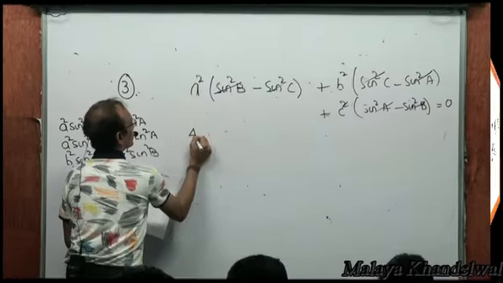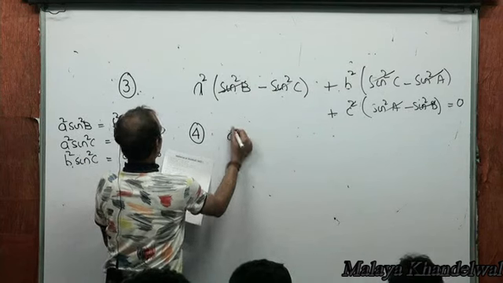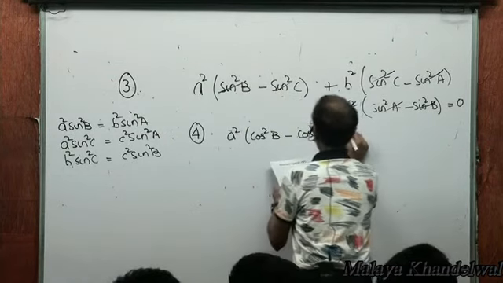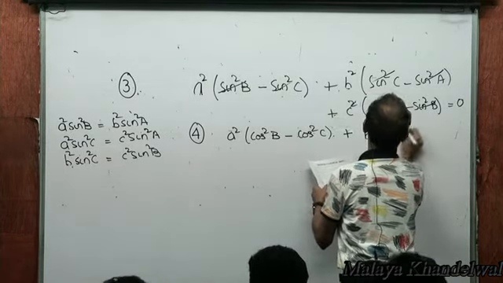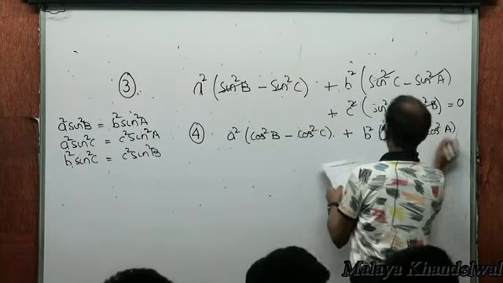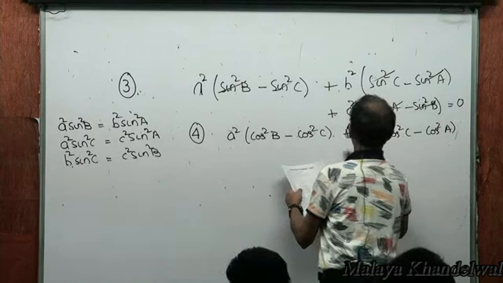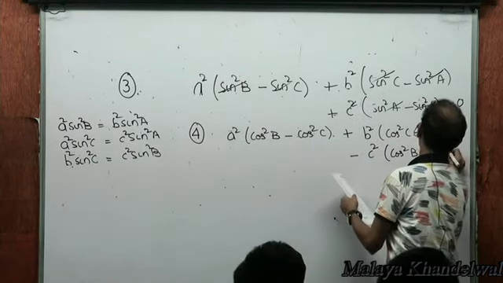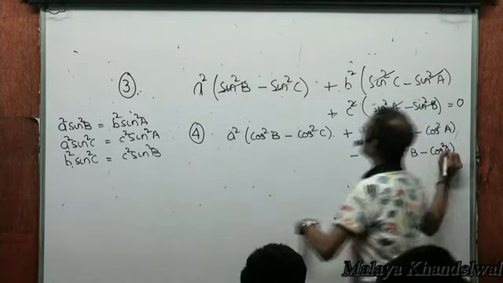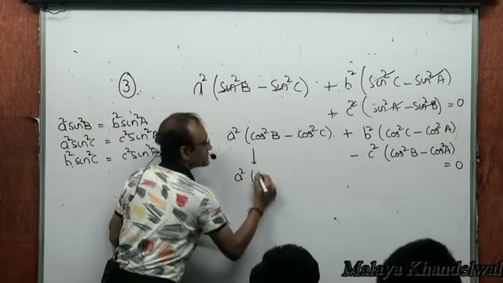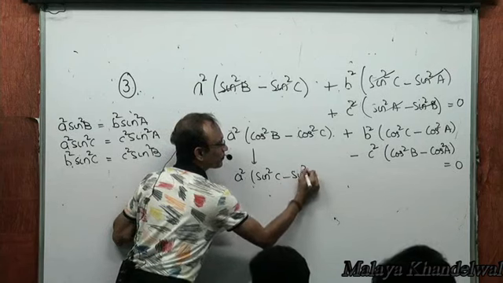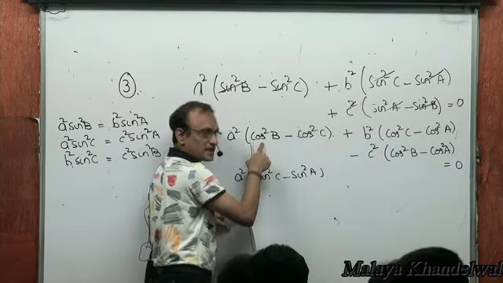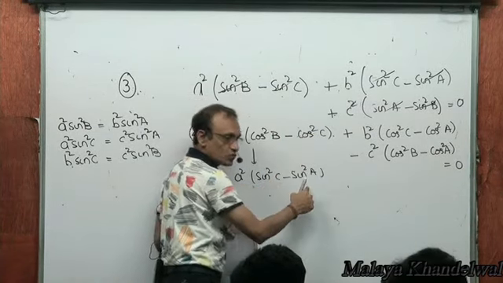Problem number four is A squared (cos squared B minus cos squared C), same thing actually, plus B squared (cos squared C minus cos squared A) plus C squared (cos squared B minus cos squared A), we need to show is zero. Very simple, because cos square minus cos square will give me sin square of this. I can write this as 1 minus sin square B, this as 1 minus sin square C. So this is what becomes of it.